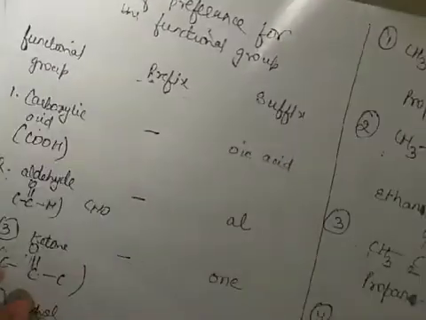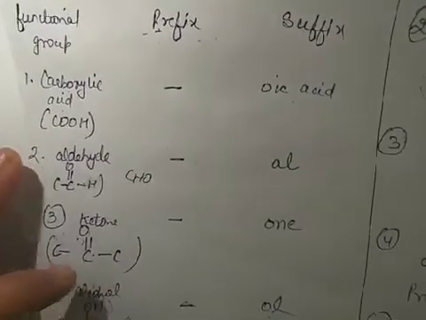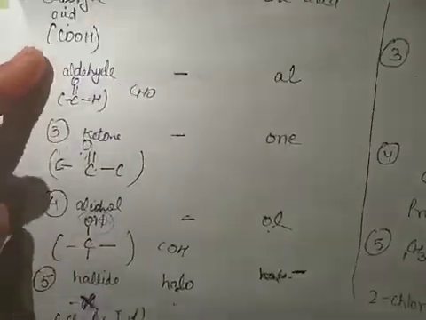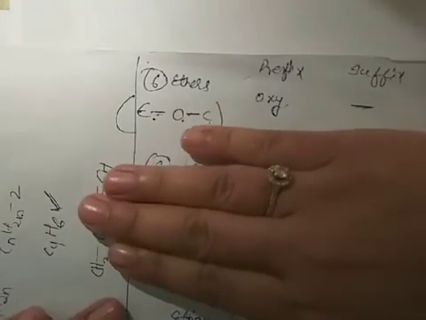What is the written work you will do? First you will write this order of preferences and you will make this whole table. Click, stop the video, take the screenshot and write this table with the help of a pencil. And you will write the ether part also.